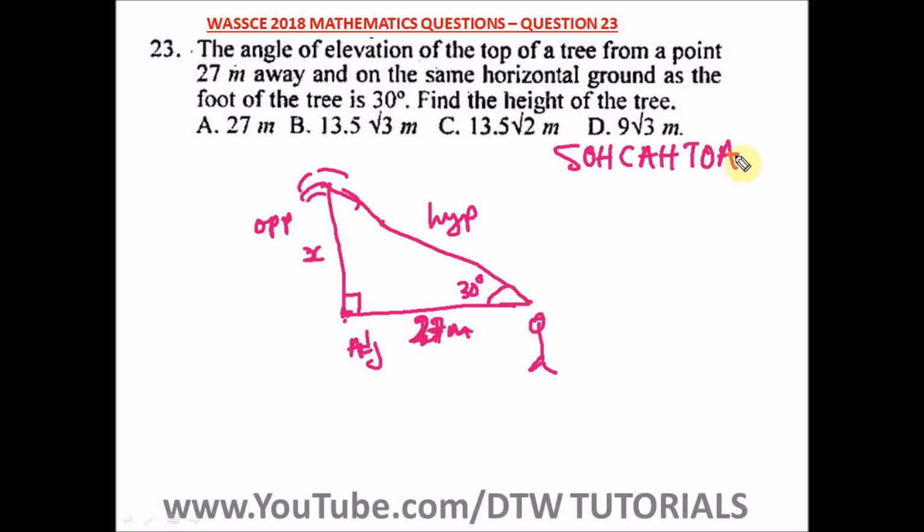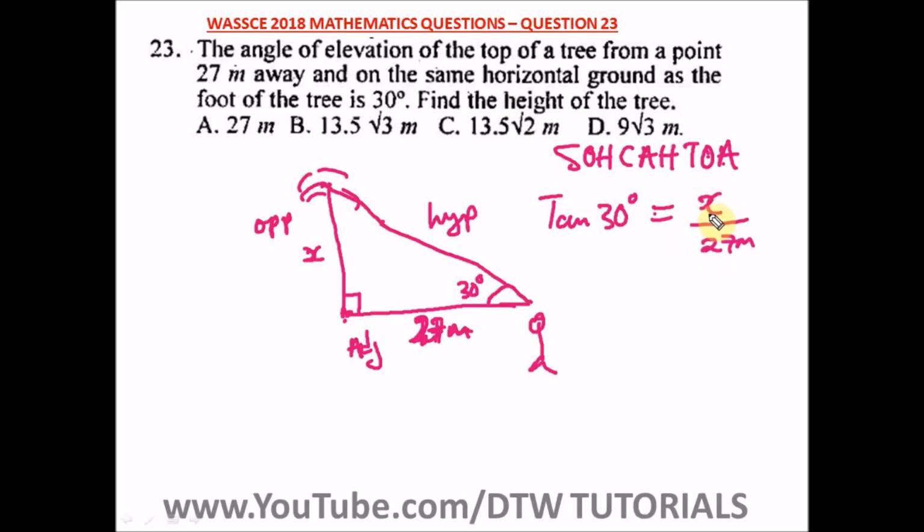I think we're going to go for the tan, since we have an opposite here and the adjacent here. All right, so we're going to go with what? Tan 30 degrees is equal to what? Our opposite, which is X, divided by adjacent, which is 27 meters. Okay, so we're told to look for the height of the tree, which is X.